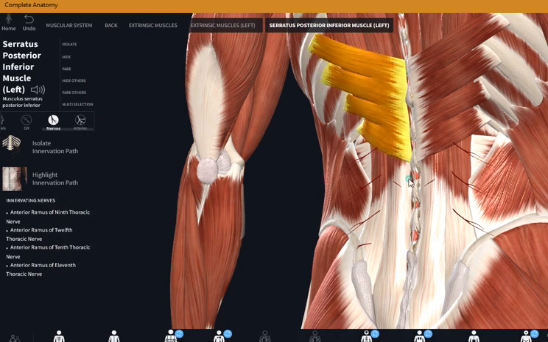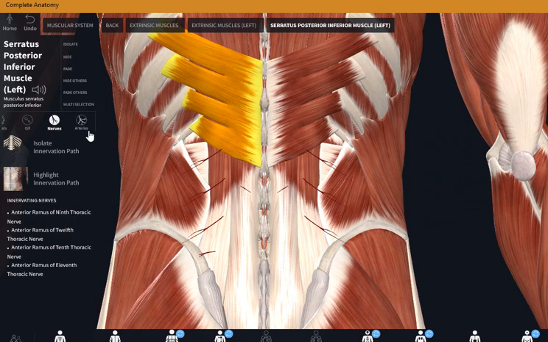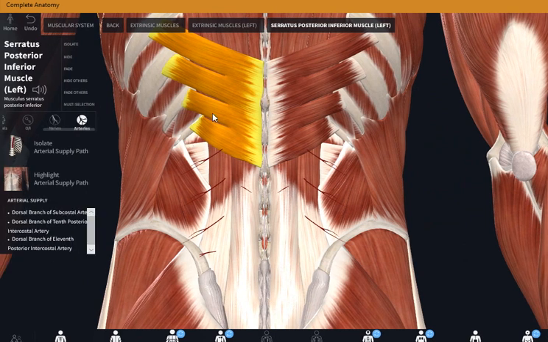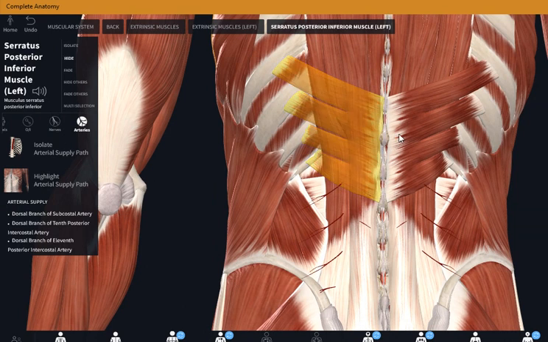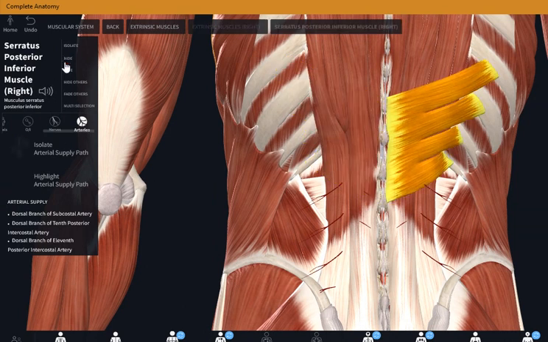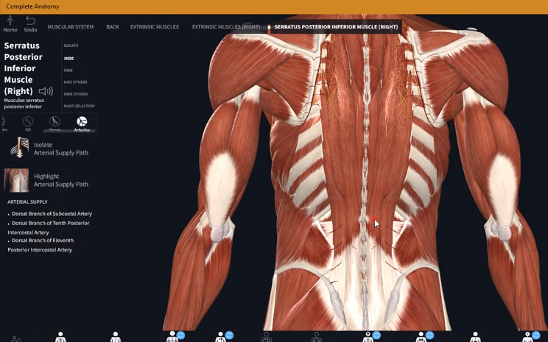Now let's visualize. After visualizing this one, we can now visualize the arteria. The arteria is the subcostal artery, the intercostal artery, and the dorsal branch of the 11th posterior intercostal artery. So we can hide this, and we hide this. Now we pass to the next muscle.